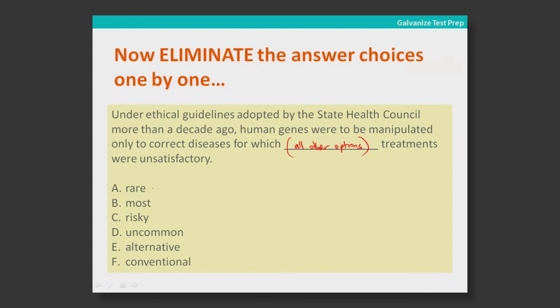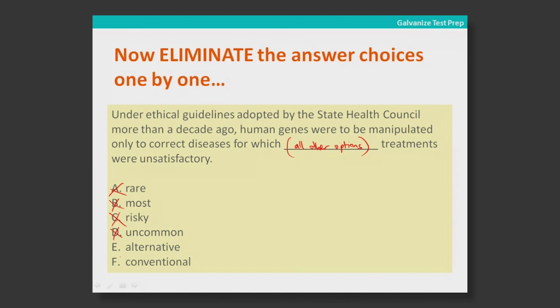Okay, the first option, rare. There's no clue for rare. We came up with all other possibilities. Rare doesn't mean all other possibilities. It means only some. Easily eliminated. Most, no, we know that it's a last resort. We have that clue, so we know most is not okay either. Risky, again, only talks about some particular treatments, not all possible treatments when you're talking about a last resort. Again, can be eliminated. Uncommon, obviously, since we're looking at all options, not just uncommon ones, we can eliminate that too.